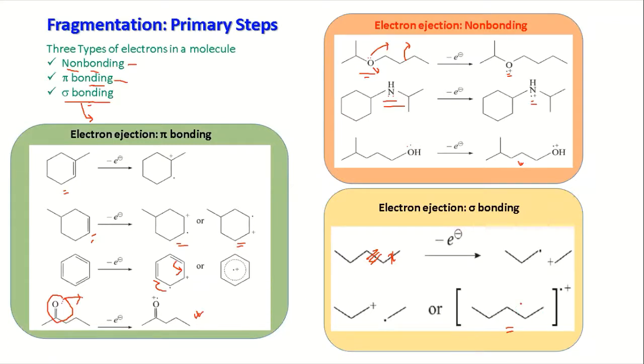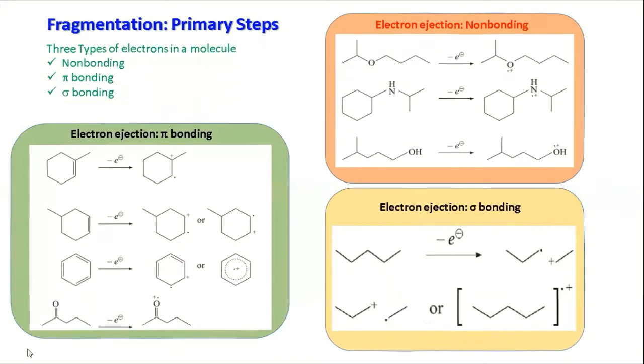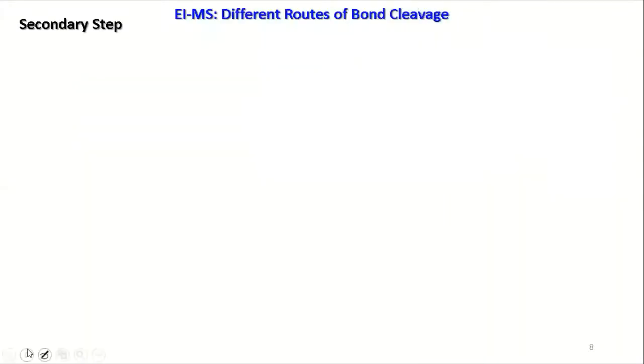Now, if it is fragmenting, if I am cleaving here, one side I have to take positive, another side I have to take the dot. So it can be this way, or it can be this way. So these are the general primary processes. Now, in the secondary step, you have quite a lot of different routes.